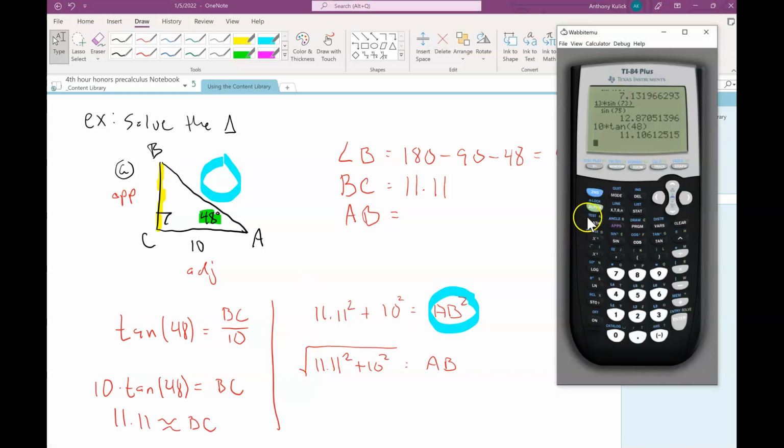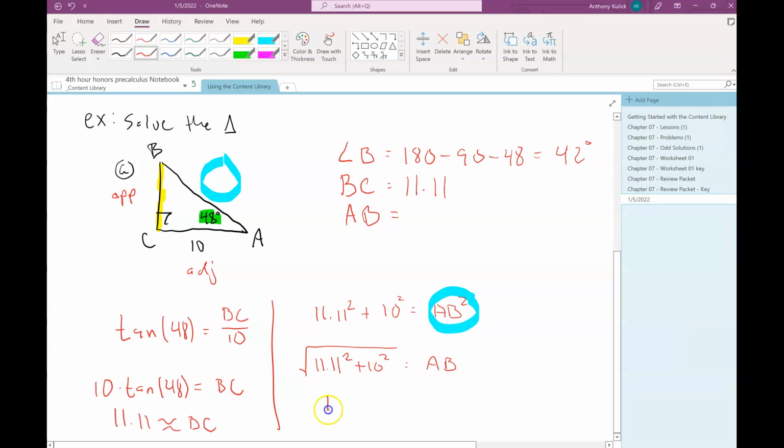So to do this, we're just typing it in exactly as it looks on our sheet of paper. I'm going to use that ANS command so I don't have to type all the decimals. So I get about 14.94. So that's one way you could have done that using the Pythagorean theorem.